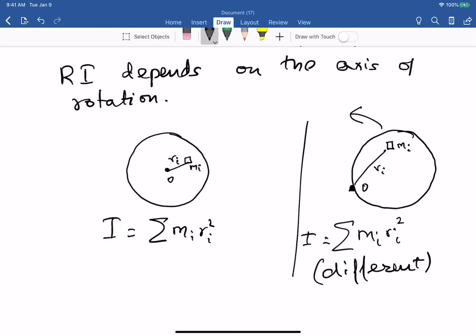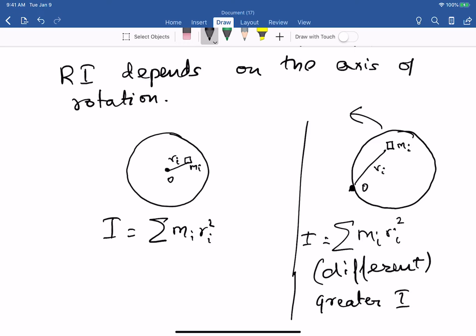Okay, can you tell me in which case the I will be greater? The correct answer is that the I will be greater for the second case. So this will be a greater I. And that is because you have more mass distributed away from the axis of rotation than you have in the first case. Okay, and that's the difference between rotational inertia and ordinary inertia.